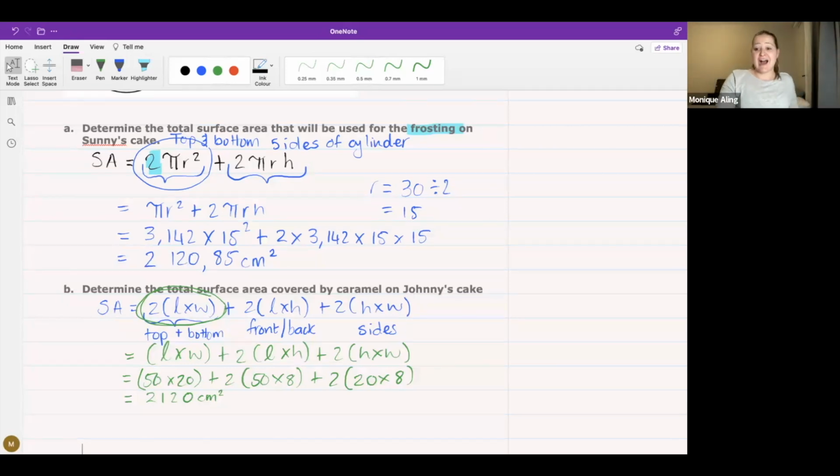Okay, so these are the higher level type questions when it comes to surface area. Does it make sense? Did the explanation help? How do we feel about these two questions? On track, cool.